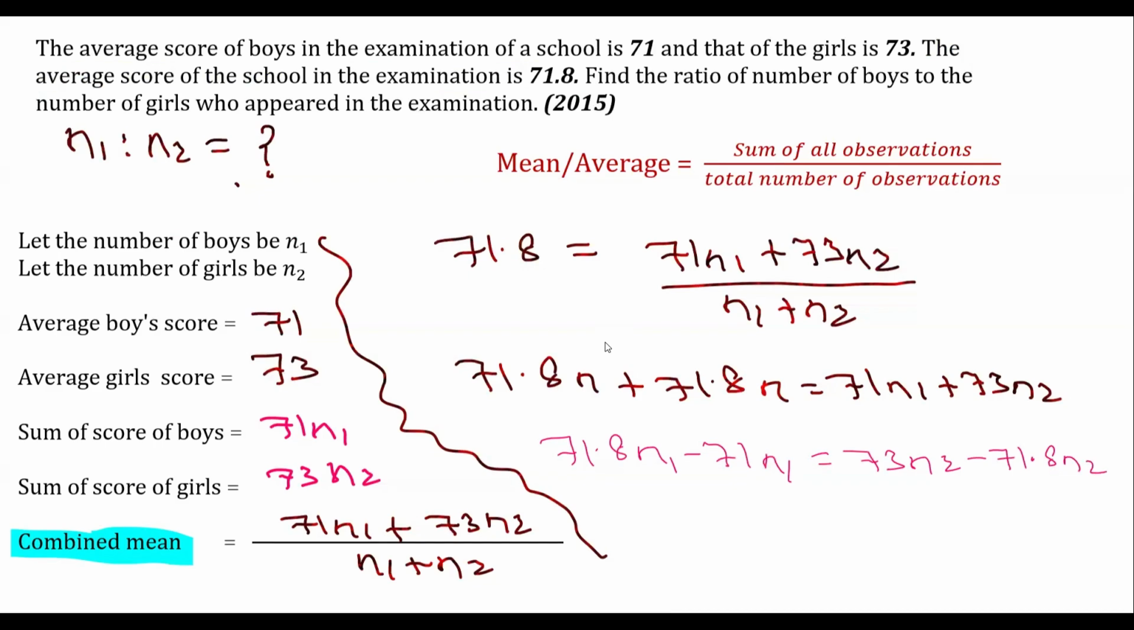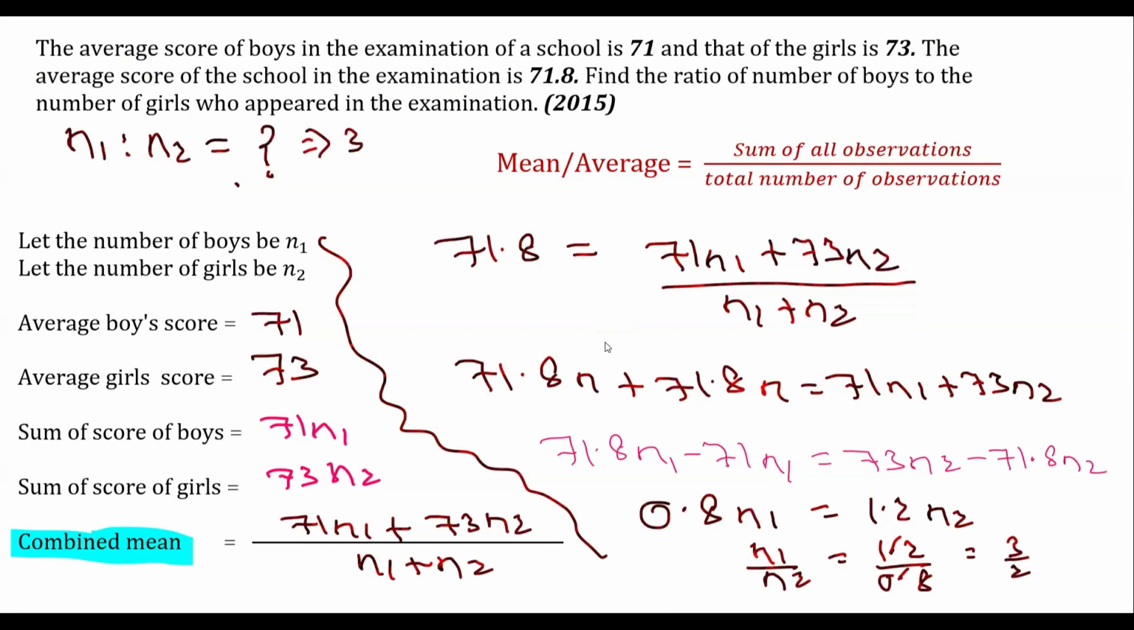So now if I get the difference here, on the left hand side the difference is 0.8 n1. On the other side, 1.2 n2. We had to get the ratio of n1 and n2, not their exact values. So let n1 be on this side, and n2 we bring from the other side. This is 1.2, and if you transpose 0.8 to the other side, it's 12 over 4. If you remove the decimal, it's 12 over 4. On reducing, it is 3 over 2. So the required ratio is 3:2. That's how we get this answer here.